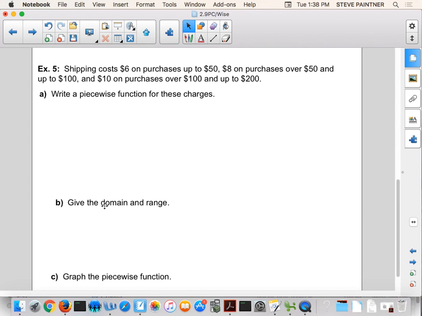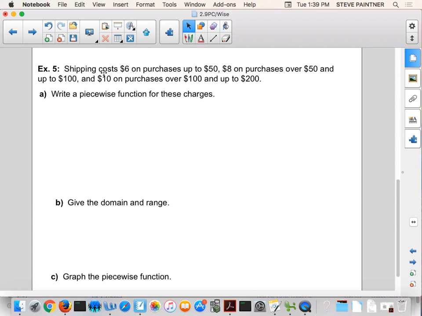Shipping costs $6 on purchases up to what? $50. So you go on the internet, you order shoes, a pair of pants, whatever you want. If you spend up to $50, you have to pay shipping costs of $6. But it says $8 on purchases over $50 and up to $100. And a $10 price if you're going to purchase over $100, but up to what?